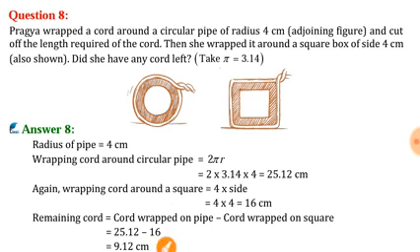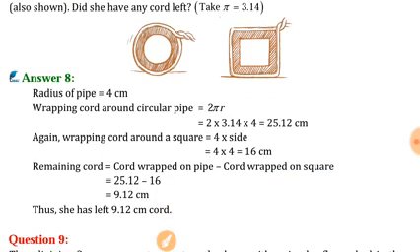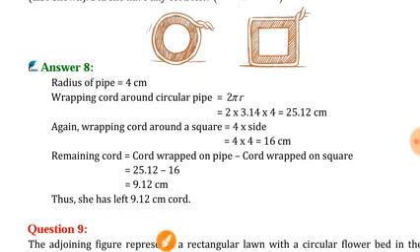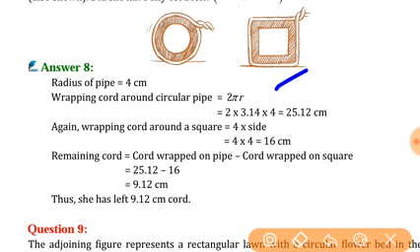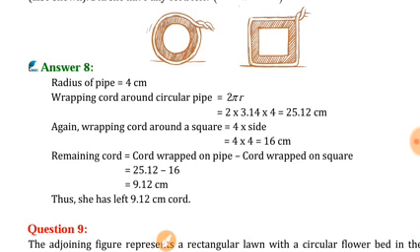So the radius of the pipe is 4 cm, and the cord wrapping the circular pipe is 2 pi r centimeters, because wrapping means the circumference. So for the circle it is 25.12 centimeters. Again, wrapping the cord around a square means 4 into side, so 4 into 4 centimeters is 16 centimeters. The remaining cord is total minus square. So 25.12 centimeters minus 16 centimeters means 9.12 centimeters of cord is left.